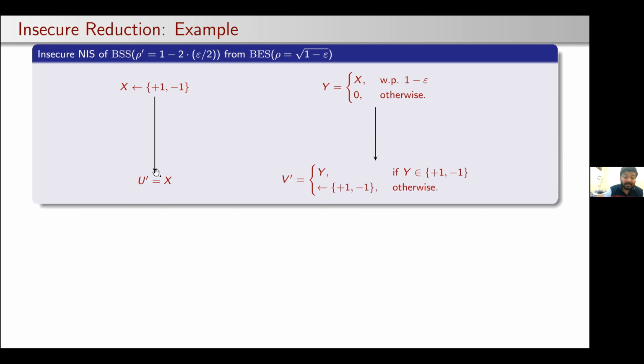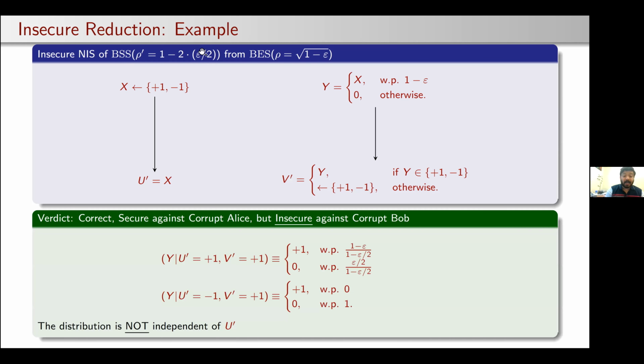First, observe that U prime is equal to V prime with probability 1 minus epsilon by 2. And with probability epsilon by 2, U prime and V prime are different. That is, we have implemented a binary symmetric source where the symbols are flipped with probability epsilon by 2. However, this construction or reduction is insecure. Let me be more precise. This construction is correct. The joint distribution of the output is correct. It is secure against a corrupt Alice. However, it is insecure against a corrupt Bob.